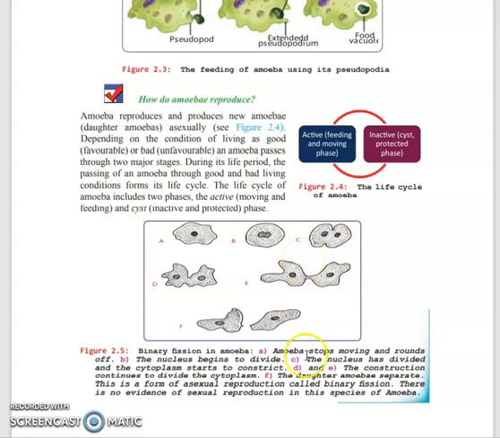Then the constriction continues and divides the cytoplasm. The cytoplasm continues to split further, and this continues until it separates completely. Now this form of reproduction is called binary fission. There is no evidence of sexual reproduction in the species of amoeba, so we can understand that amoebas are asexual.